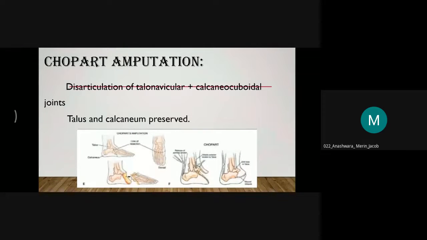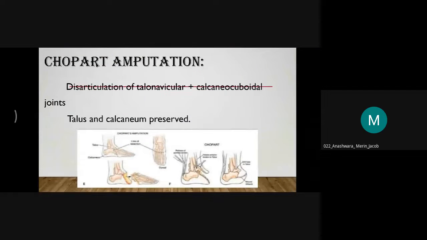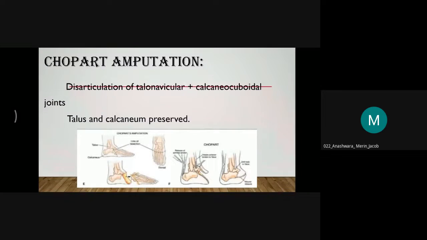Chopart amputation is a disarticulation of the talonavicular and calcaneocuboid joints. In the previous one we were removing the metatarsals from the tarsals. Here we are removing the navicular from the talus and the cuboid from the calcaneum. The talus and calcaneum will be retained with the tibia and fibula. That is the ankle joint. Talus and calcaneum are preserved. The distal bones, that is the navicular and the cuboid, will both be removed. That is Chopart.